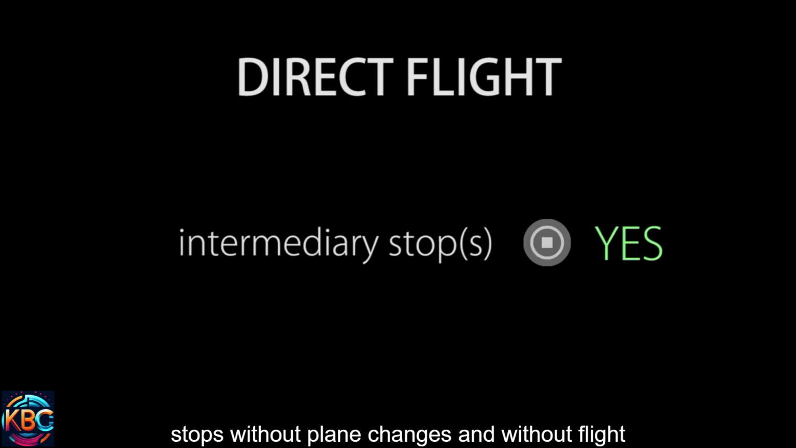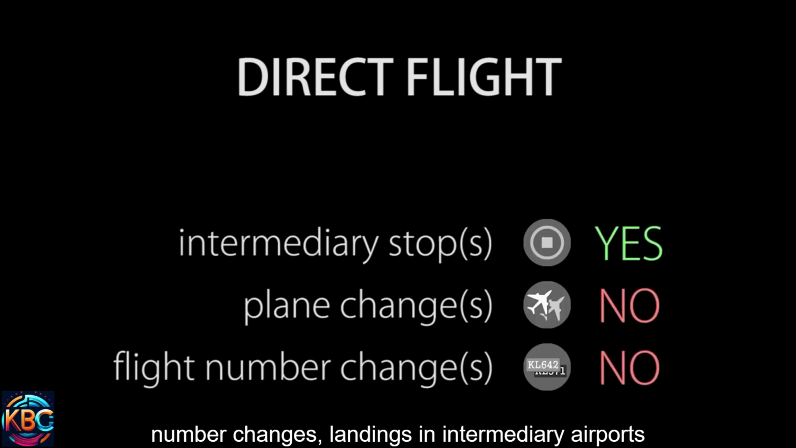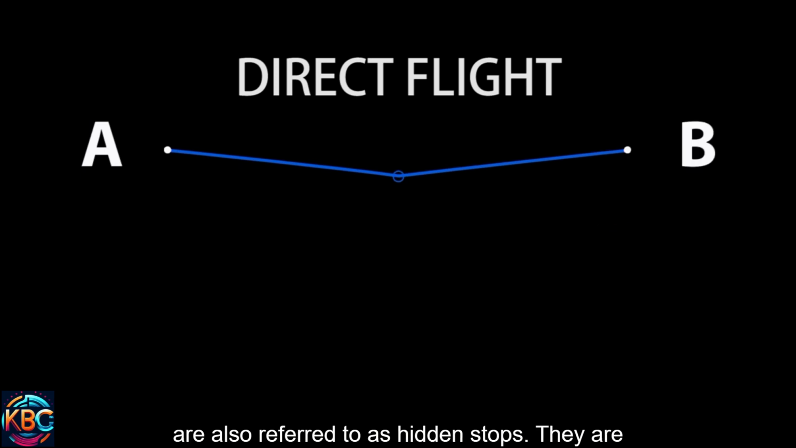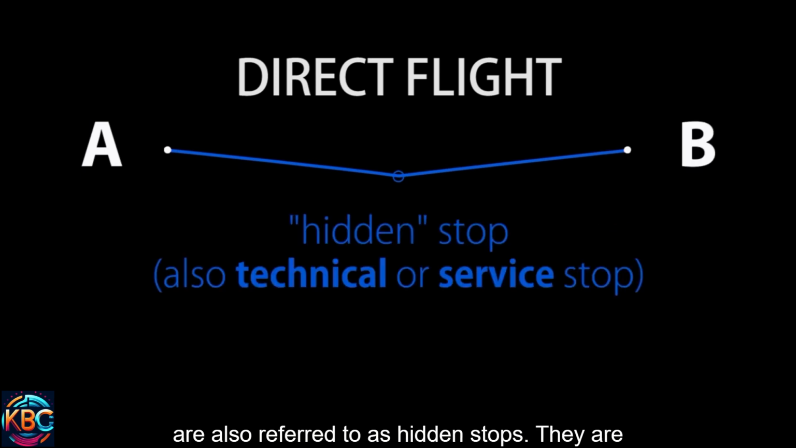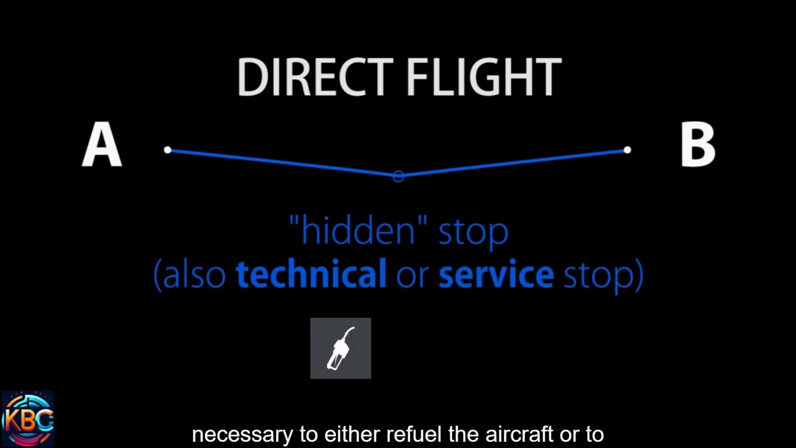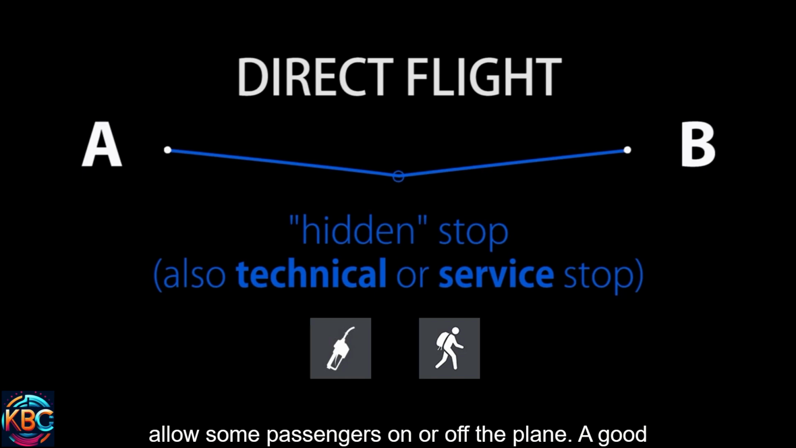Option number 2. Direct flight. Direct flights have one or more stops without plane changes and without flight number changes. Landings in intermediary airports are also referred to as hidden stops. They are necessary to either refuel the aircraft or to allow some passengers on or off the plane.